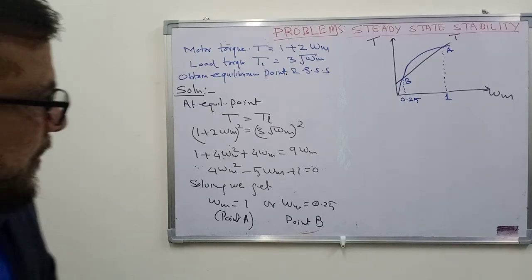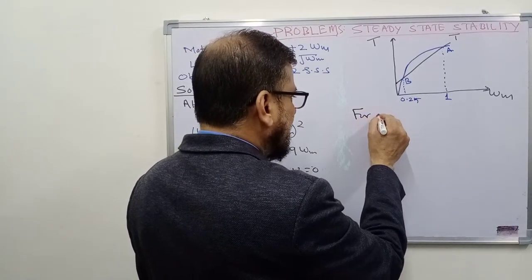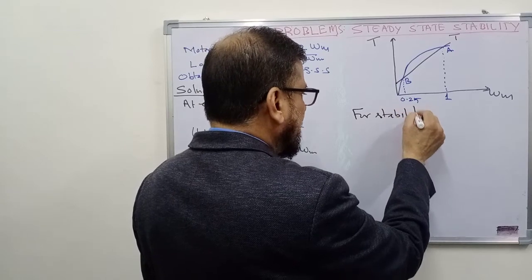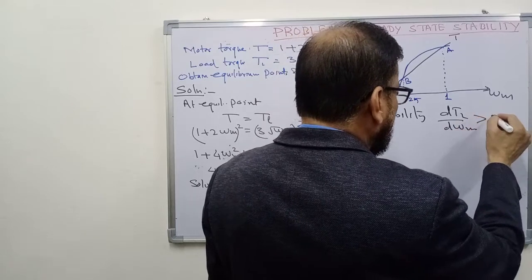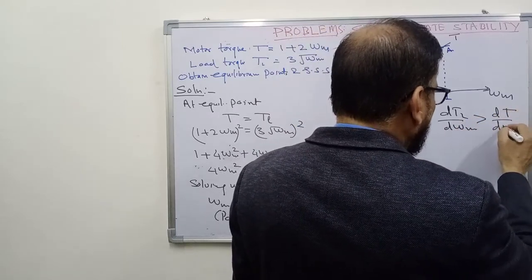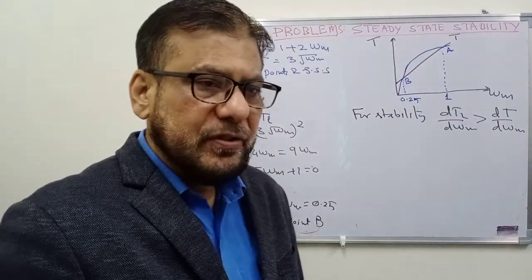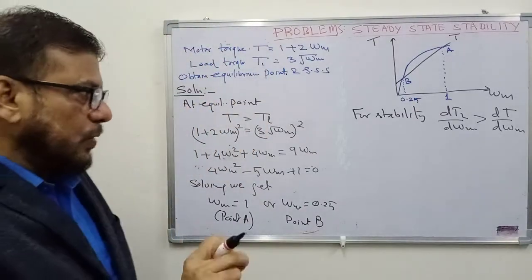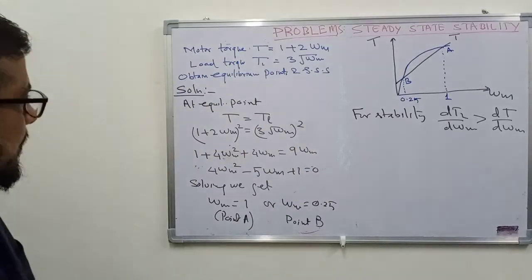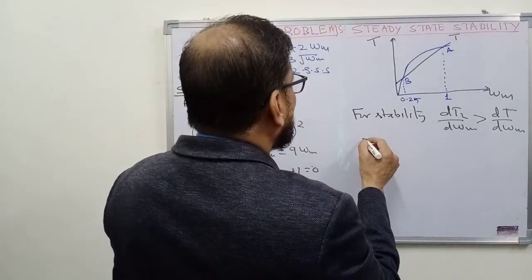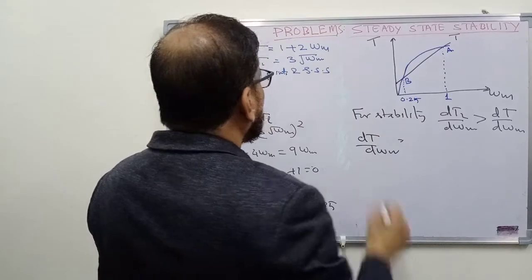Let us apply one method where we have seen that for stability, dTL upon d omega m should be greater than dT upon d omega m. If this condition is satisfied, you can say that the point is a stable equilibrium point. Otherwise, the point is an unstable point. So let us apply this method first. Let us find out dT upon d omega m. Differentiating this equation, it is equal to 2.